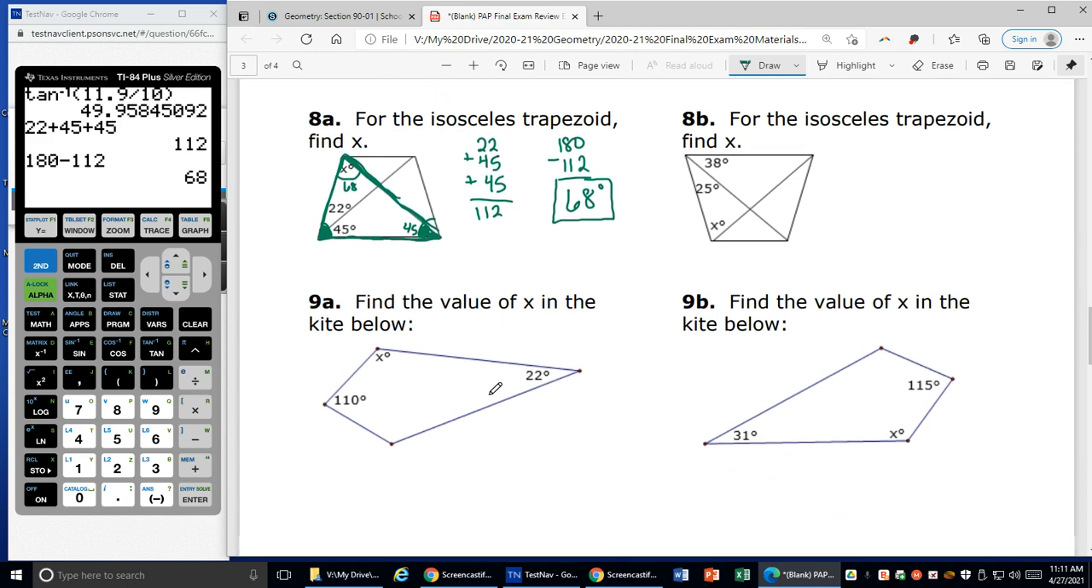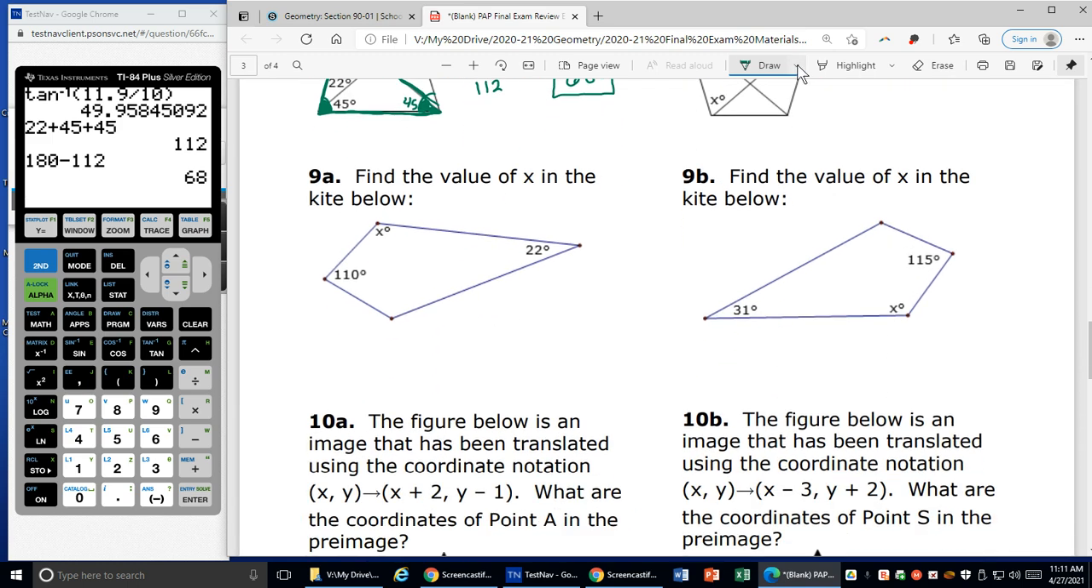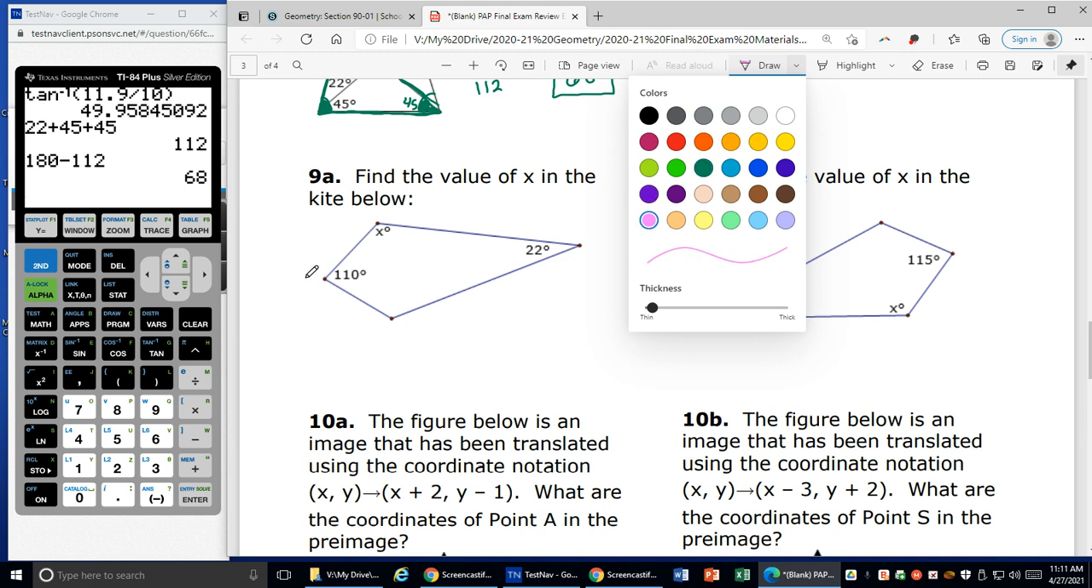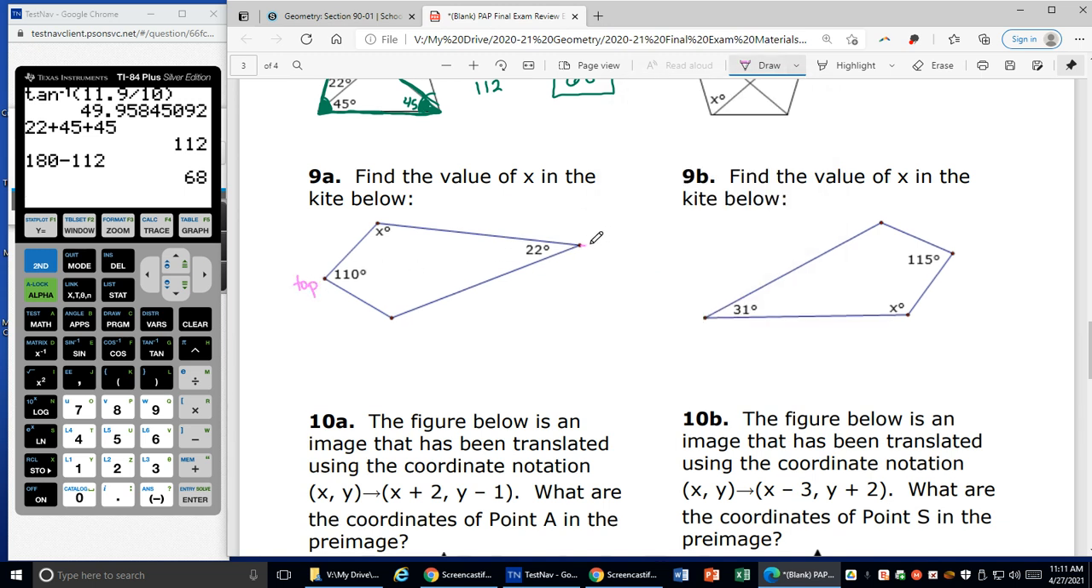All right, let's look at 9a. Find the value of x in the kite below. Okay, so I have a kite, which means it has a top and it has a tail. My top and tail angles are different always, but my side-to-side angles are always the same. Now, because it's a kite, that also means it's a quadrilateral, and the quadrilateral has a sum of its angles equal to 360. So if I've used 110 degrees for the top angle and 22 degrees for the bottom angle, I've used 132 degrees out of the 360.